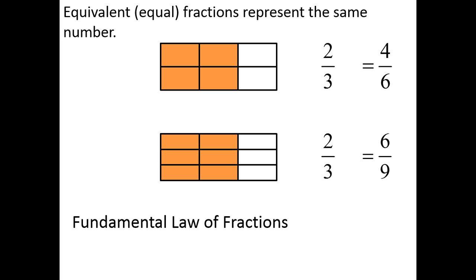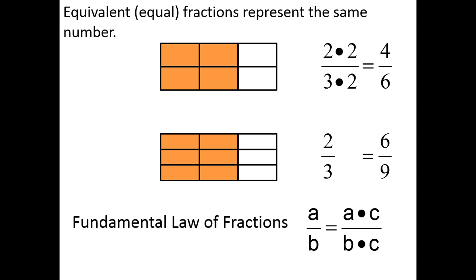Which brings us to something called the fundamental law of fractions. And it's something that you're very familiar with as an adult because you've used it a lot. The fundamental law of fractions says that if we have a fraction and we multiply the numerator and the denominator by the same non-zero value, we will have an equivalent fraction. Now that's really what happened in both of these cases. In the first case, 2/3 equals 4/6, we really multiplied the numerator and denominator of the fraction 2/3 by the number 2.